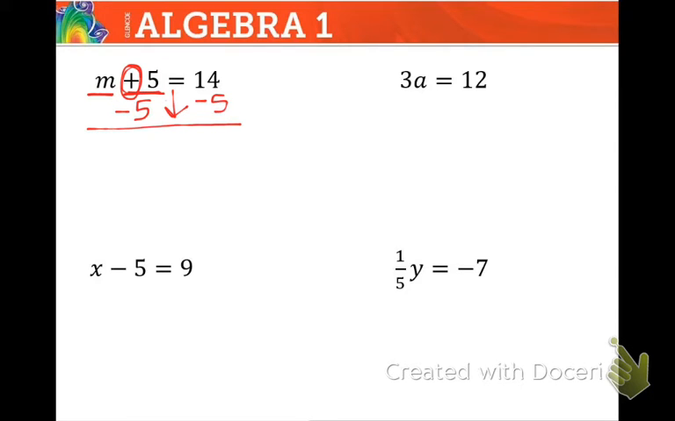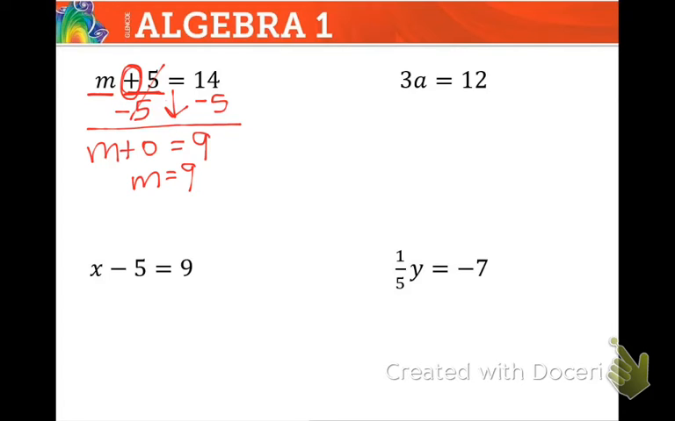So this will leave me plus 5 minus 5, that goes to 0. So this is m plus 0 equals, well, 14 minus 5 is going to be 9. And m plus 0 is just m, so that's m equals 9. So I chose to subtract 5 because positive 5 minus 5 goes to 0, which allows m to be by itself. By doing that, it saves us a little bit of frustration in terms of solving.